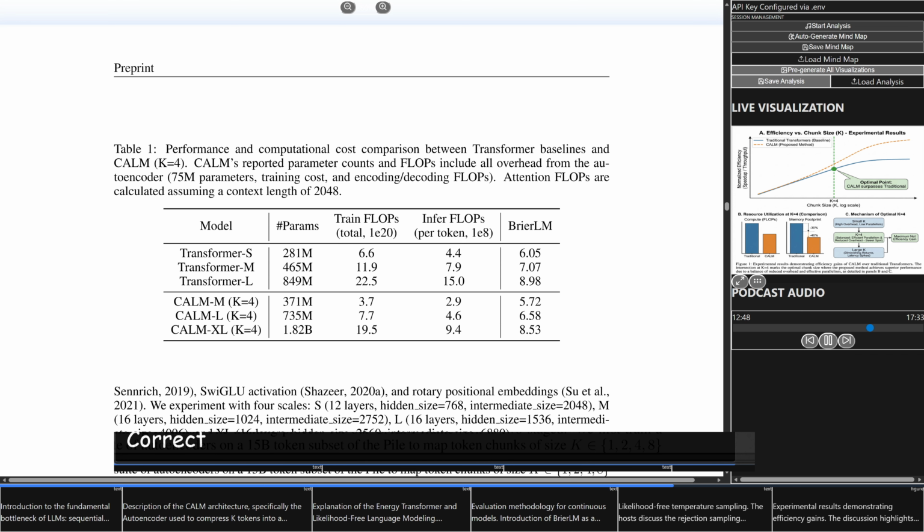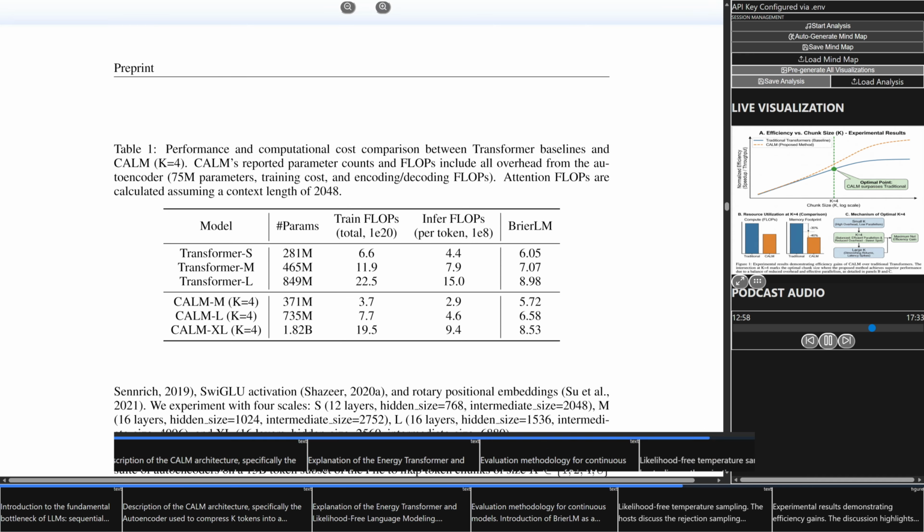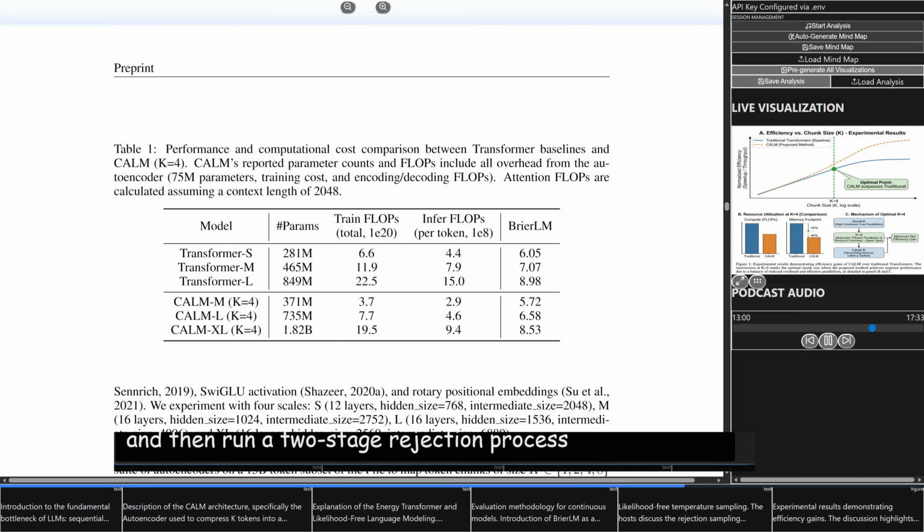Correct. And for any arbitrary T between 0 and 1, they mathematically proved in their Theorem 1 that you can decompose the problem. They split 1 over T into its integer and fractional parts, and then run a two-stage rejection process. The second stage uses some really sophisticated math, sort of related to the Bernoulli factory, to simulate the biased coin flip needed for the fractional part.